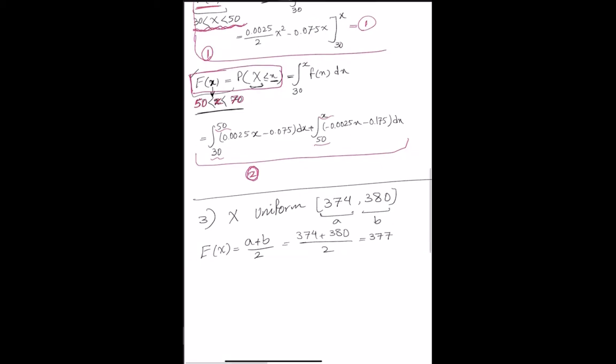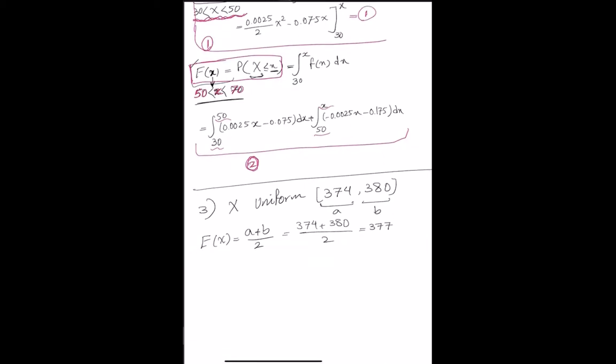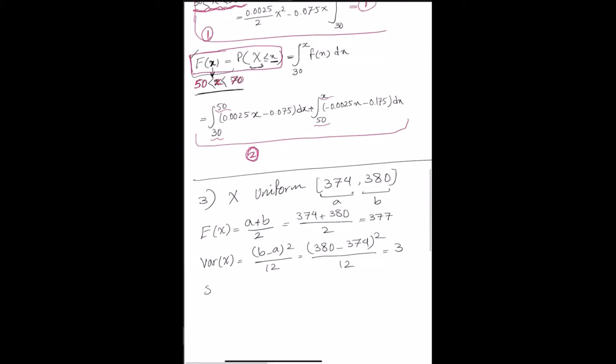And what is the standard deviation? So a standard deviation is the square root of the variance. So variance of x is going to be (b minus a) to the power of 2 divided by 12. That's 380 minus 374, that is 6 squared over 12, which is 3. And standard deviation equals the square root of the variance, which is square root of 3.